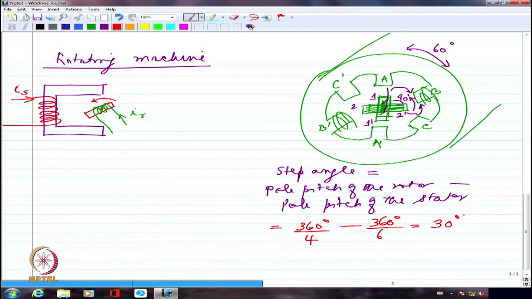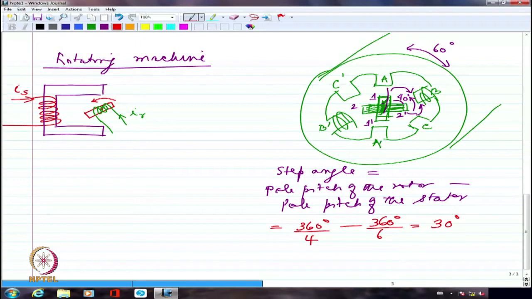If I am going with A, B, C, and then A, B, C, I will get anti-clockwise movement. If I am giving rather C, B, A, C, B, A, I will get clockwise movement. Please analyze it and check it out. You will get it that way. If I do it with C, B, A, I will get clockwise movement. And for the naming I have done, A, B, C gives anti-clockwise movement.